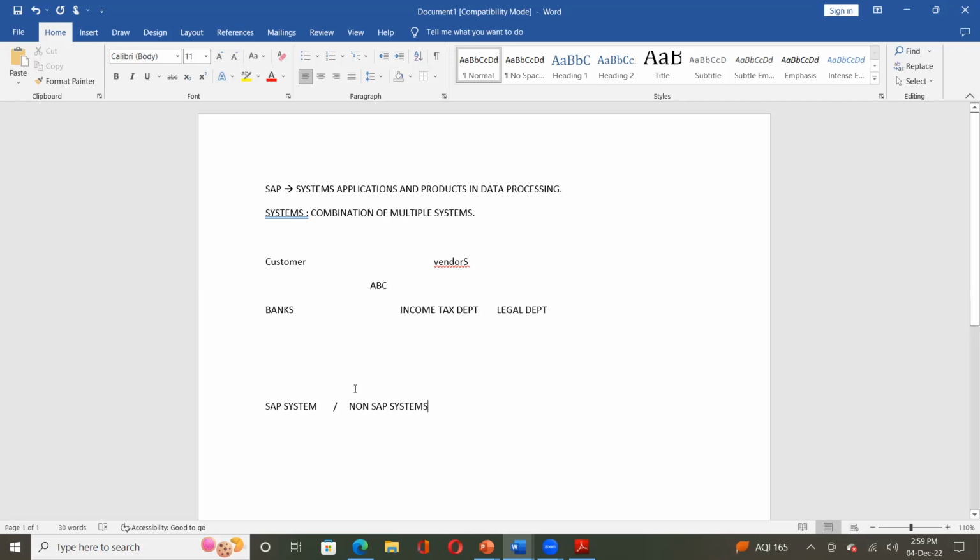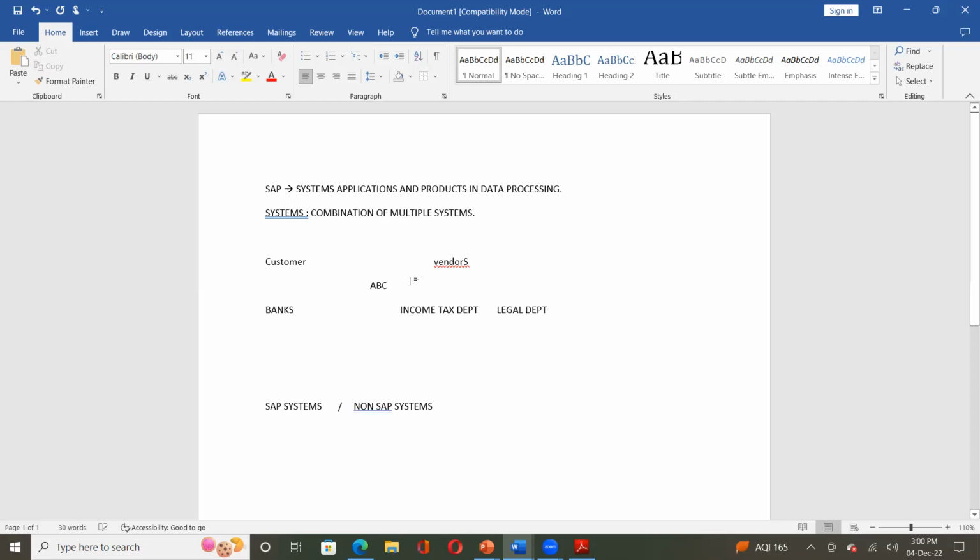Whoever is using SAP, communication between SAP and SAP, that is called SAP systems. Other than that, there are organizations with whom the customer is not using SAP; he is using another ERP or another software. Still, we are able to do transactions with this customer. The vendor is using a different system, banks are using a different system, the income tax department is using a different system, and the legal department is using a different system.